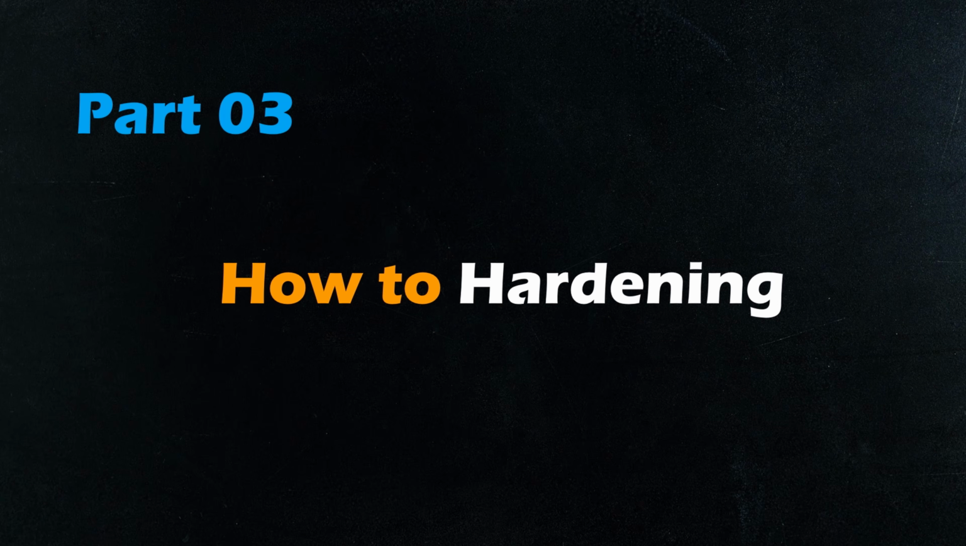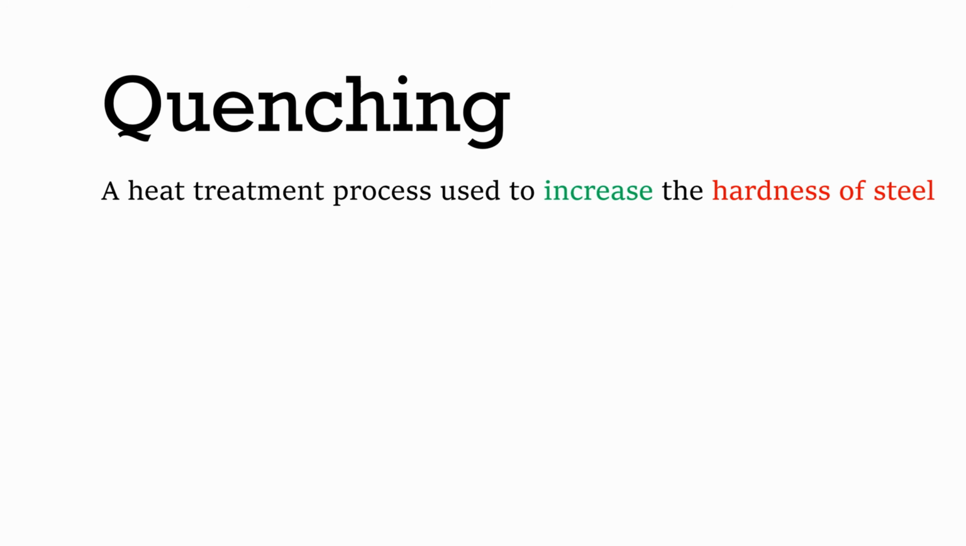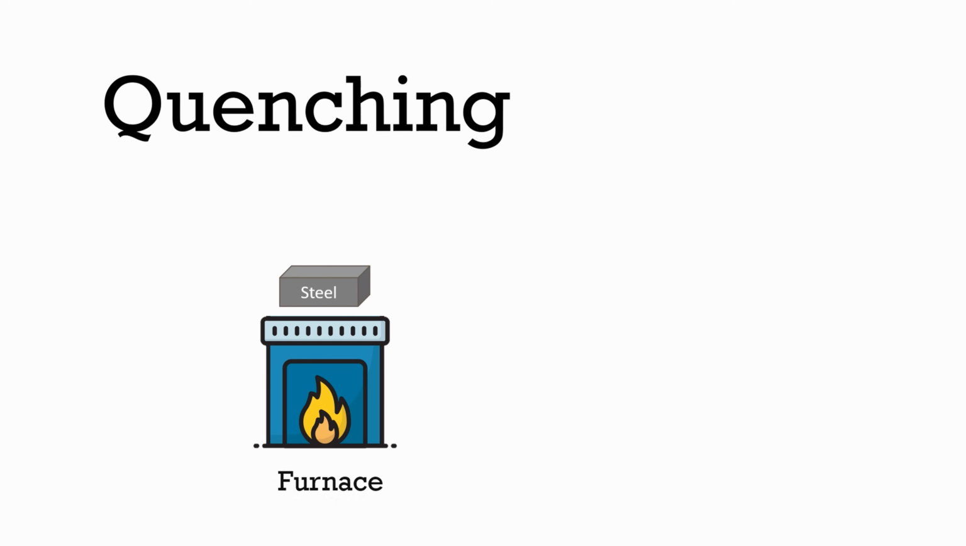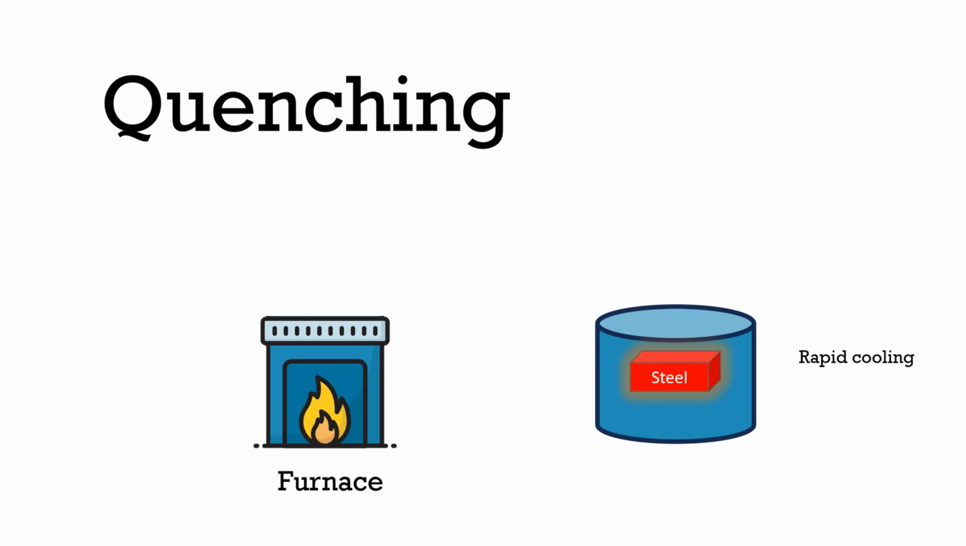So there are several methods of steel hardening, and the primary methods are quenching and tempering. Quenching is a heat treatment process used to increase the hardness of steel. First, we heat the steel above its upper critical temperature, also called recrystallization temperature, typically between 750 to 950 degrees, depending on the carbon content. We then hold it at this temperature for a specific period of time, and then we rapidly cool the steel in a medium like water, oil or air. This rapid cooling process is called quenching, and it increases the steel hardness.